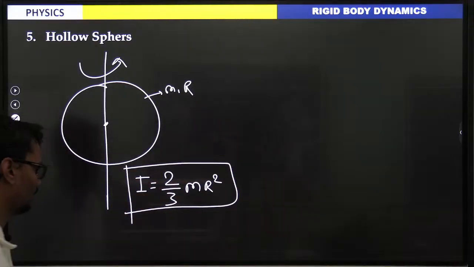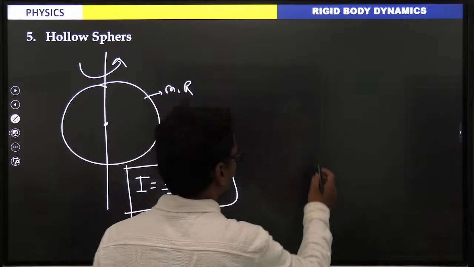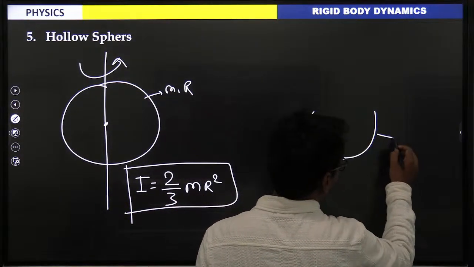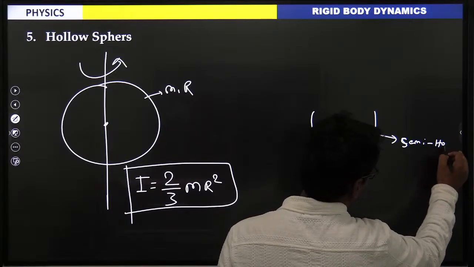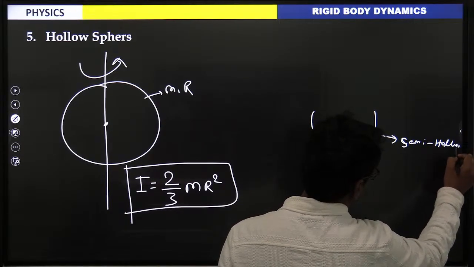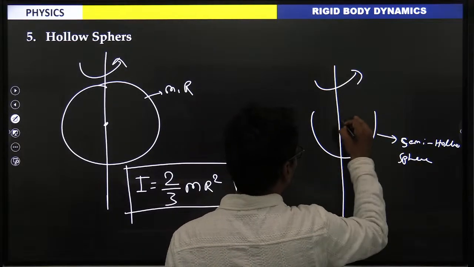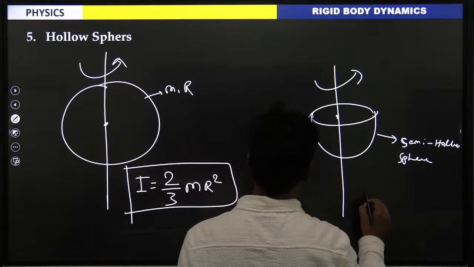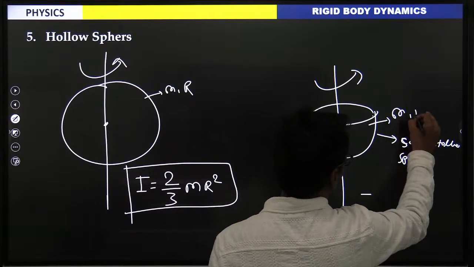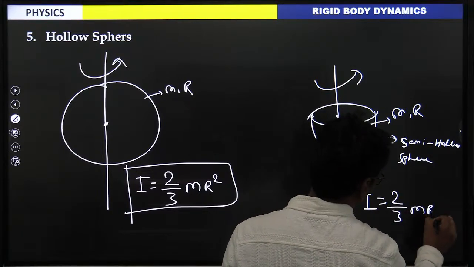I think this is clear to all of you. I is equal to 2 by 3 mr square. If someone asks you what will be the moment of inertia of this semi hollow sphere, this is the axis, simply I, having mass m and radius r, then I is equal to 2 by 3 mr square.